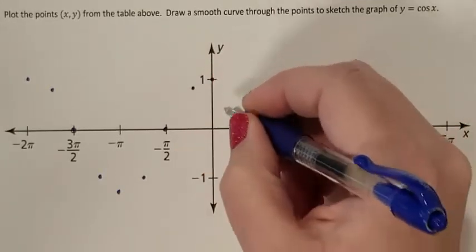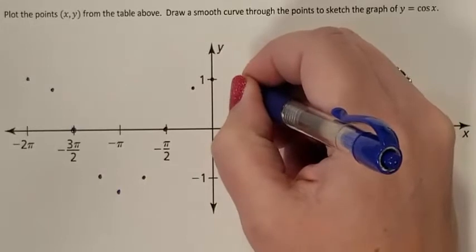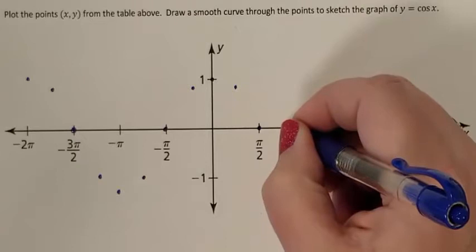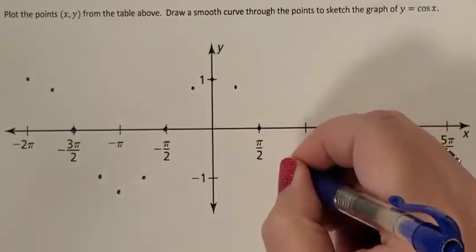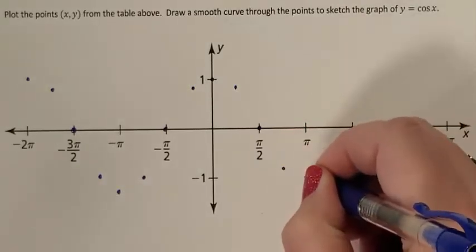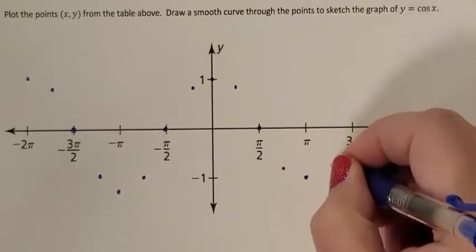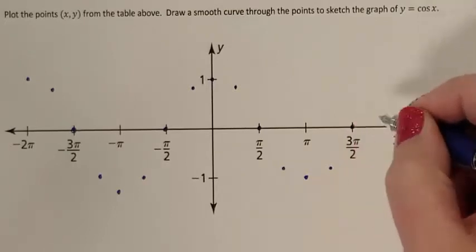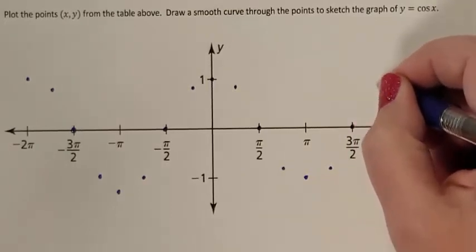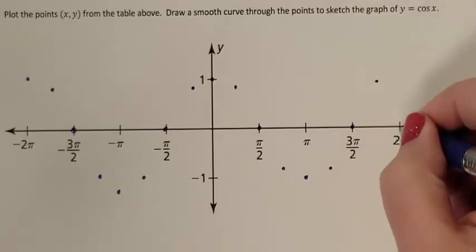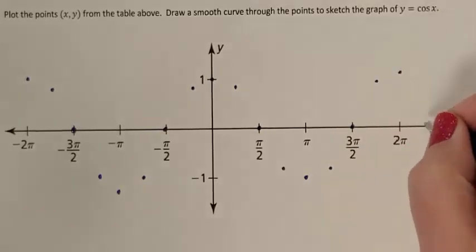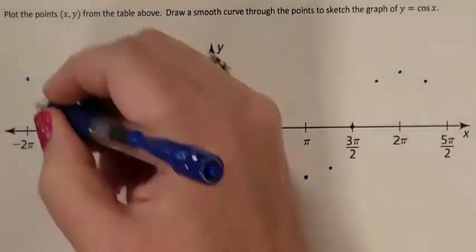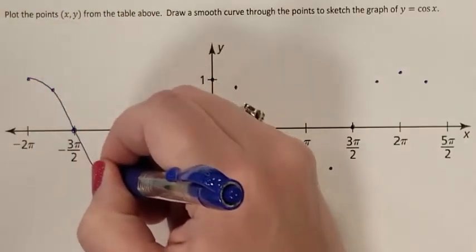0, 1, pi fourths, square root of 2 over 2. Pi halves, 0. 3 pi fourths, negative square root of 2 over 2. Pi, negative 1. 5 pi fourths, negative square root of 2 over 2. 3 pi halves, 0. 7 pi fourths, square root of 2 over 2, 2 pi, 1, 9 pi fourths, square root of 2 over 2, and that is it. So I see that cosine looks like this.